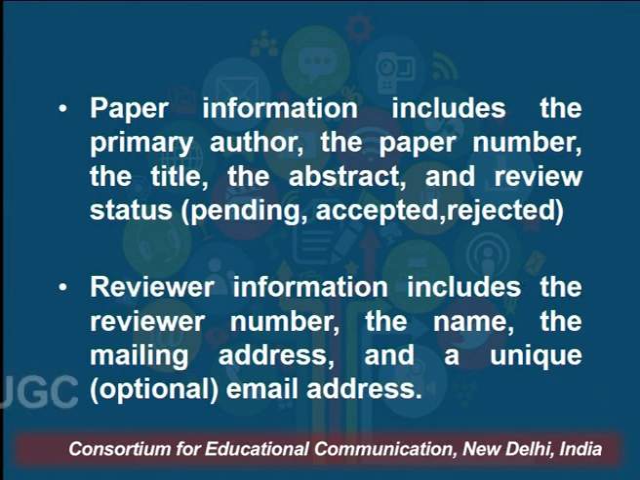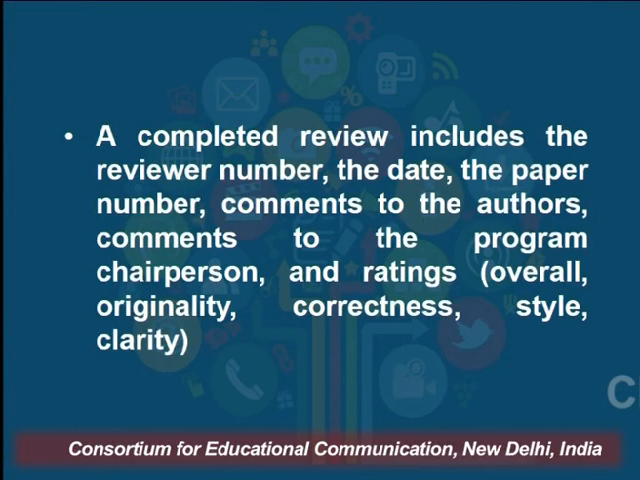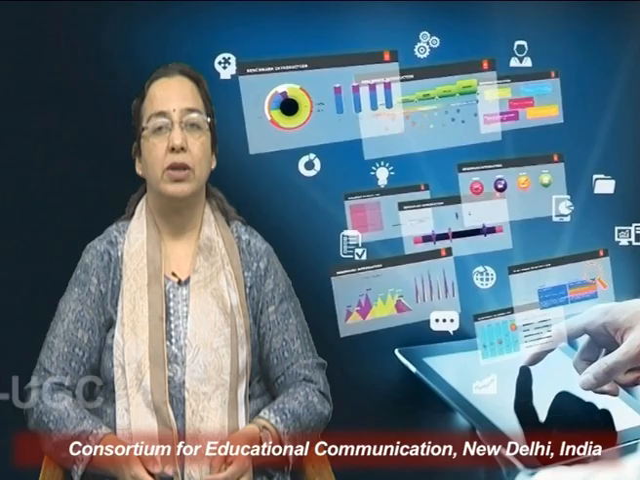Reviewer information includes the reviewer number, the name, the mailing address, and a unique optional email address. And finally, the completed review. So we have papers, we have entities as authors, we have entities as reviewers also, and a completed review includes the reviewer number, the date, the paper, comments to the author, comments to the program chairperson if there are any specific remarks, and the ratings overall, how much rating has been given to that particular paper, what the originality is, what the correctness is, what the style is, what the clarity is, and so on and so forth.